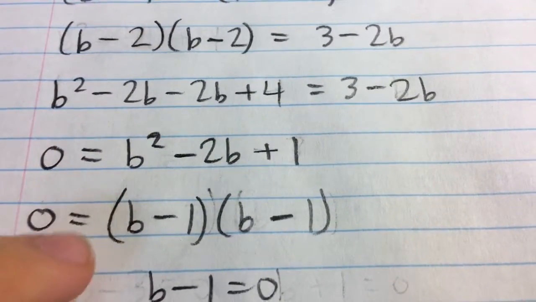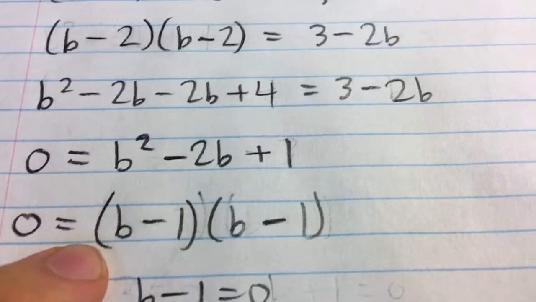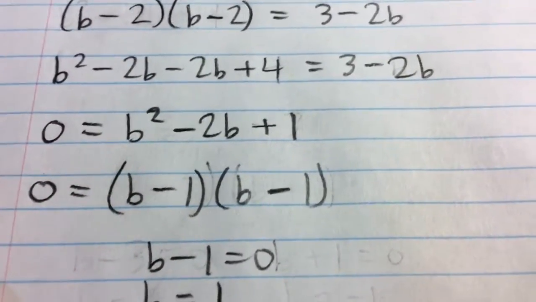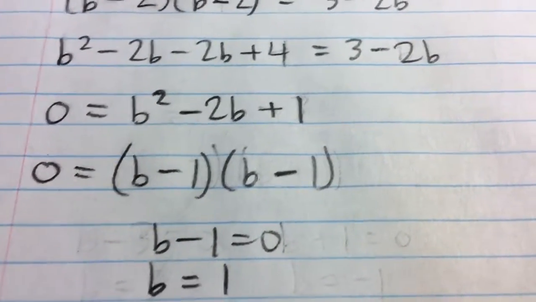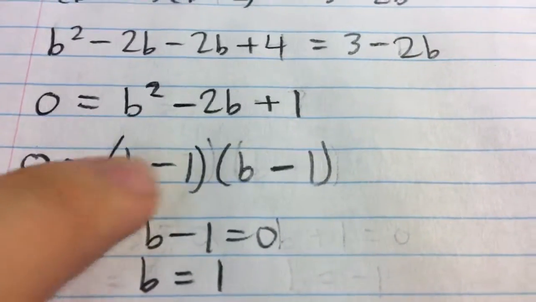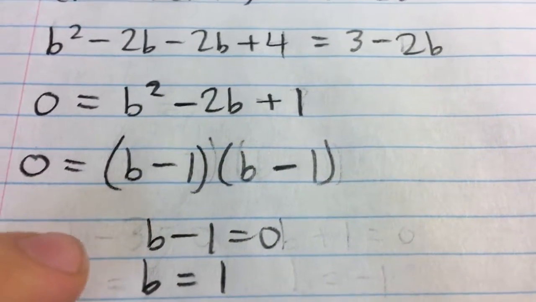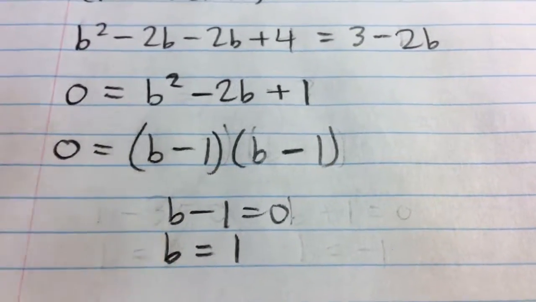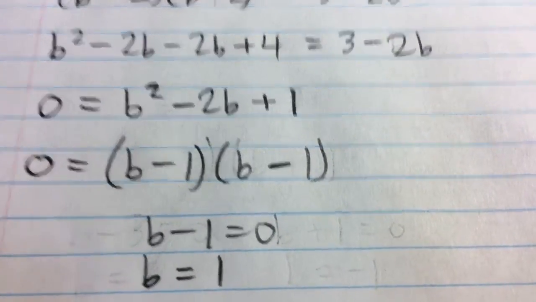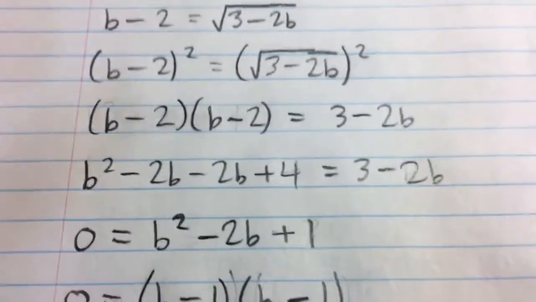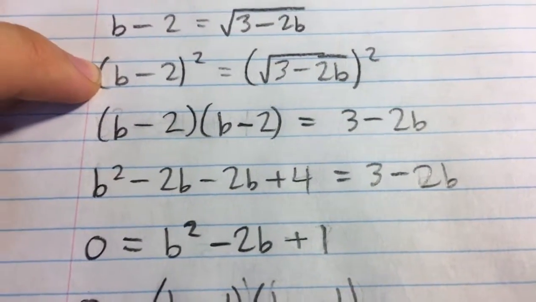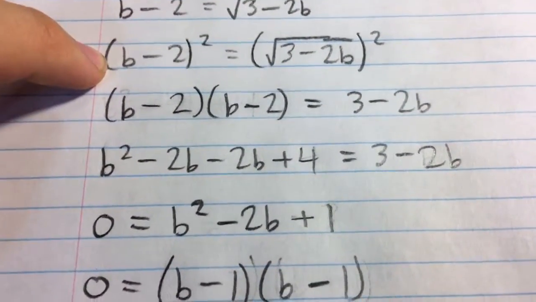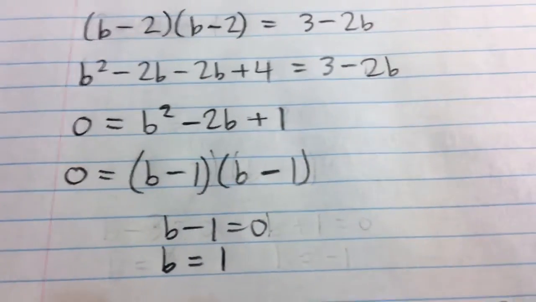And now I can factor this quadratic into b minus 1 times b minus 1, or b minus 1 squared. And so if we have two factors equal to 0, that means each factor has to be equal to 0. And in this case, it's only one real factor, so b minus 1 equals 0, and so b equals 1.